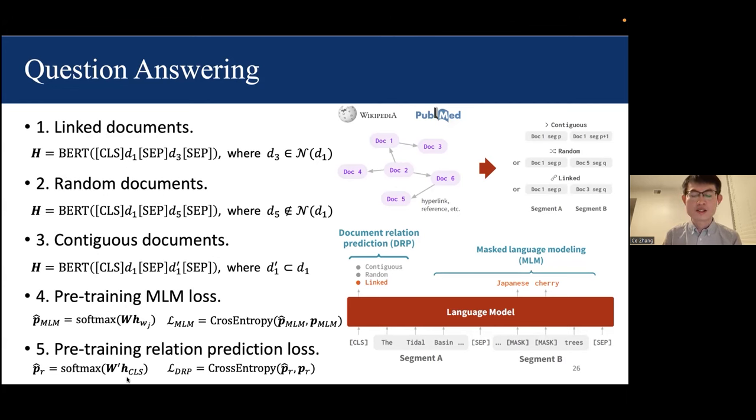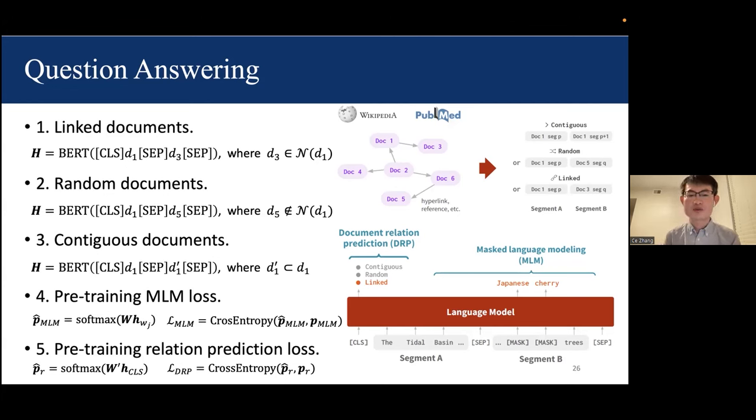We take the CLS token embedding and input it to a classifier, which is a learnable one-layer neural network with softmax activation function. Then we obtain P hat, a three-way classification probability. We compare P hat with the ground truth classification category, and we use cross entropy as the loss function.